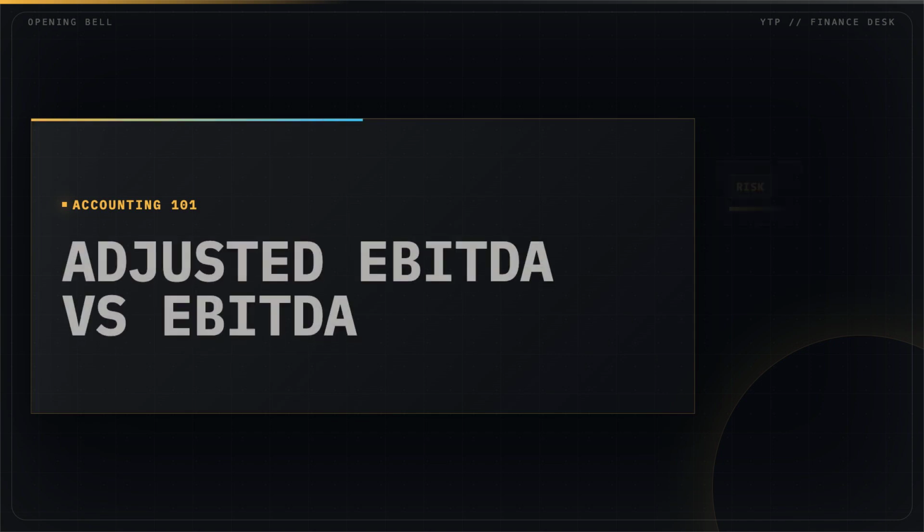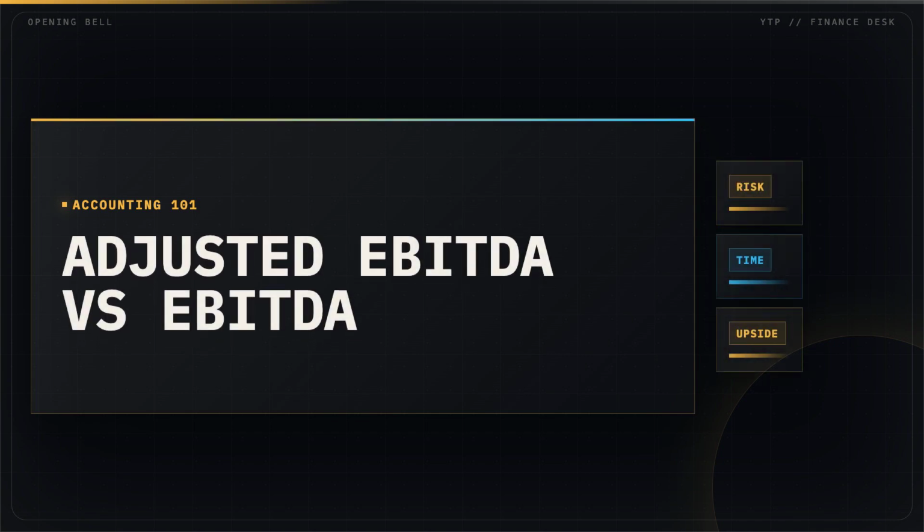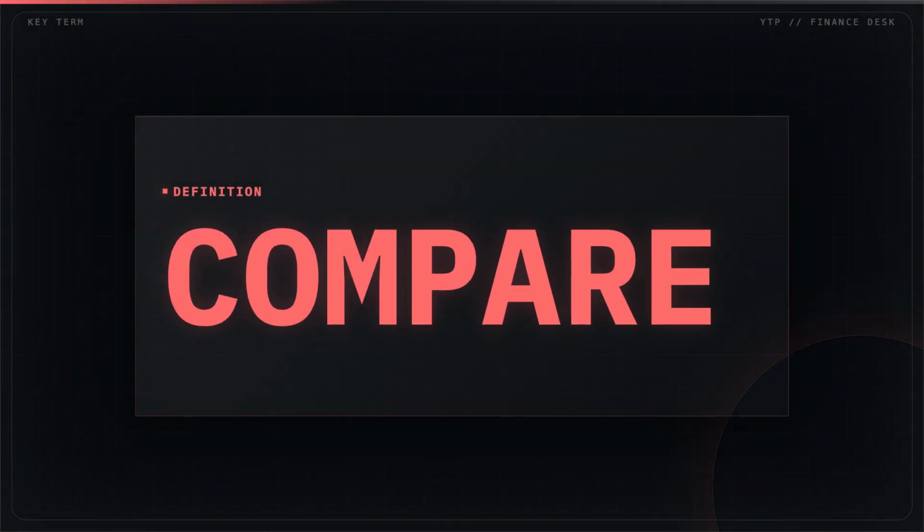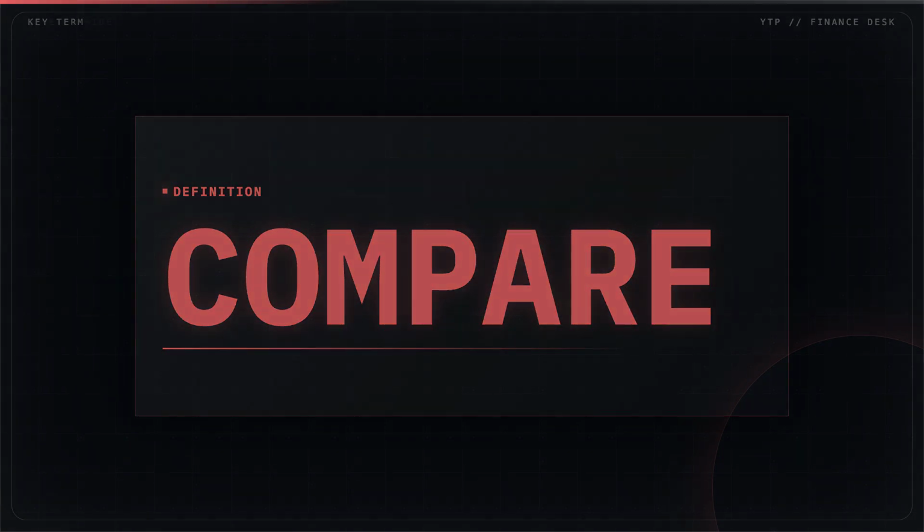When evaluating a company's health, you will often see EBITDA and adjusted EBITDA. Let's look at why these numbers differ. Both metrics measure operating performance, but they tell very different stories about a business's true ongoing profitability.